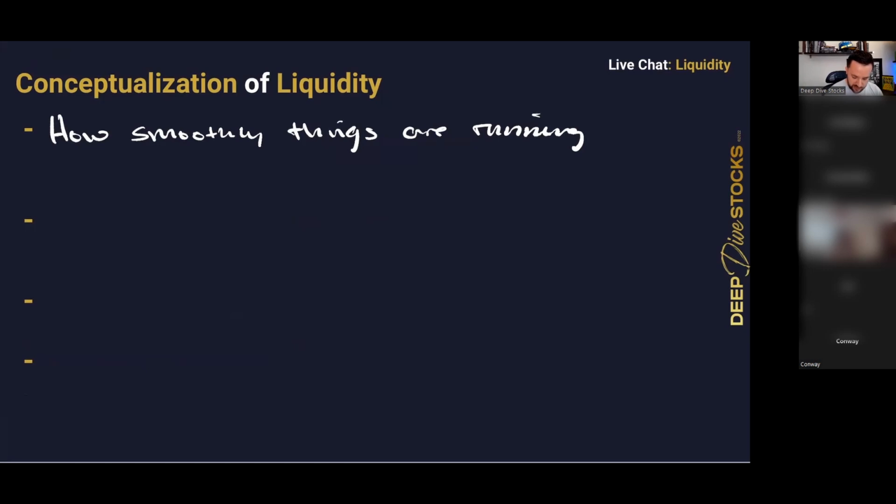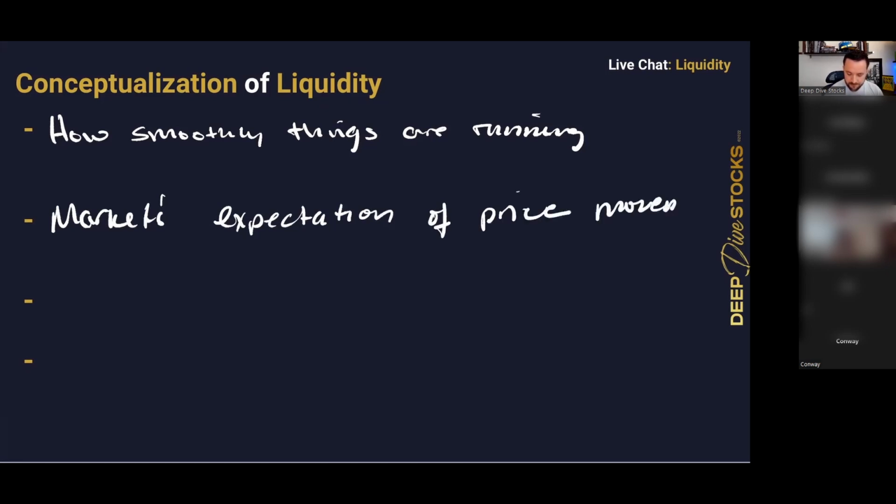Another way that liquidity can manifest is by the market's own expectations of the price movement. If things aren't liquid, then the asset's price typically will experience large jumps in price, and this can affect how we anticipate the movement of price over the next day, week, or month.